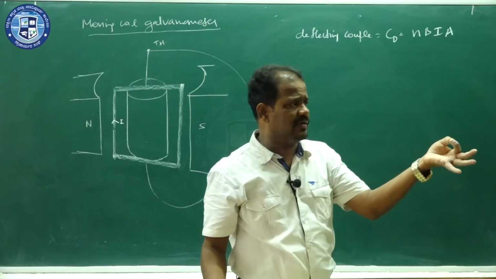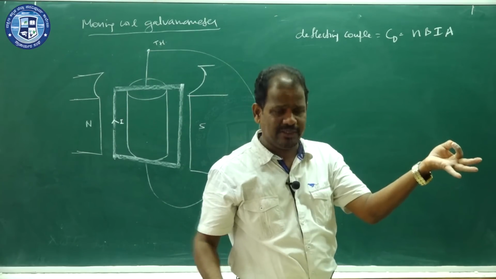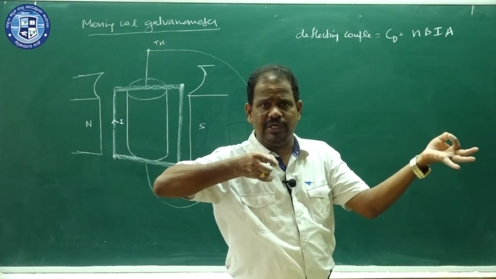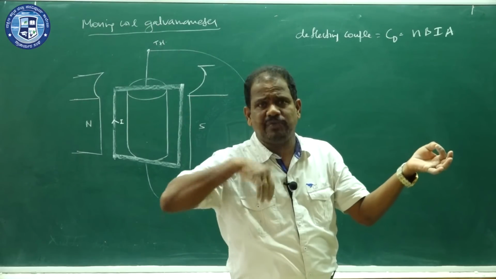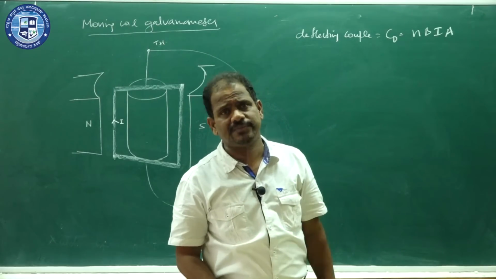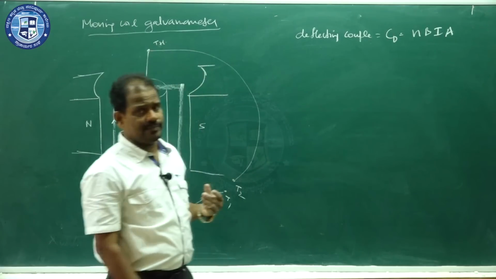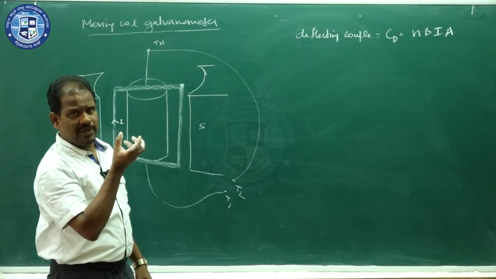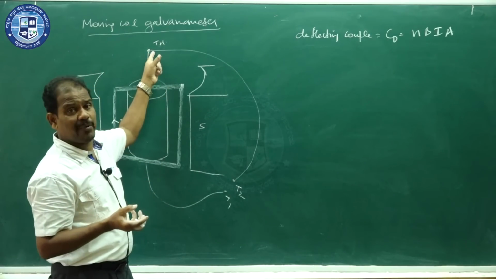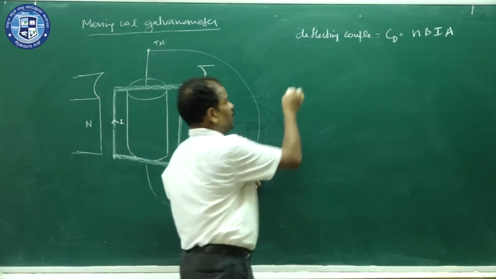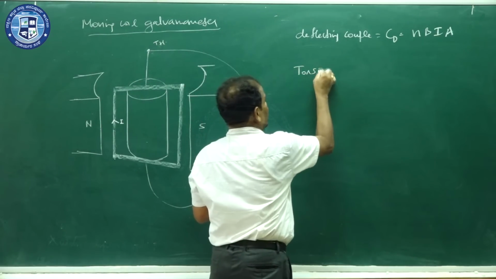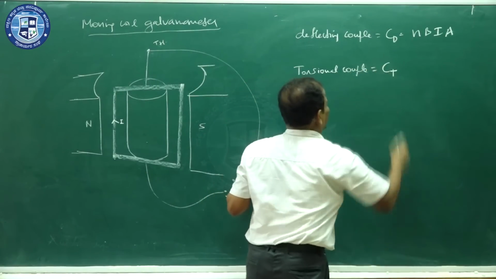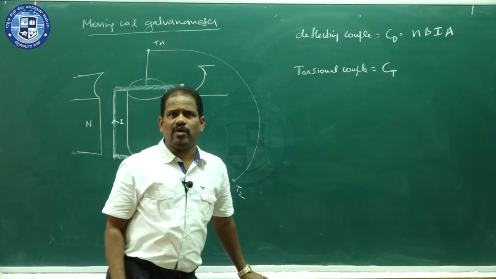You hold a wire at one end and turn from the other end, it gets twisted. When you leave it, it comes back to the original position because of the twist. So here also, when you pass current, the coil rotates. Because of the rotation, a twist is produced here, and that also produces a couple called the torsional couple. Symbolically I call it CT.